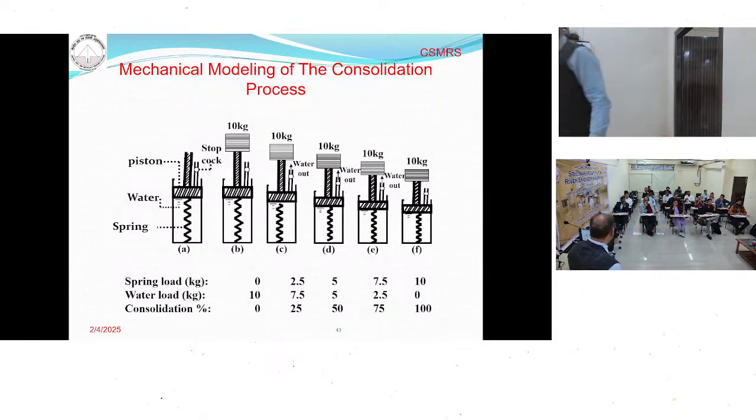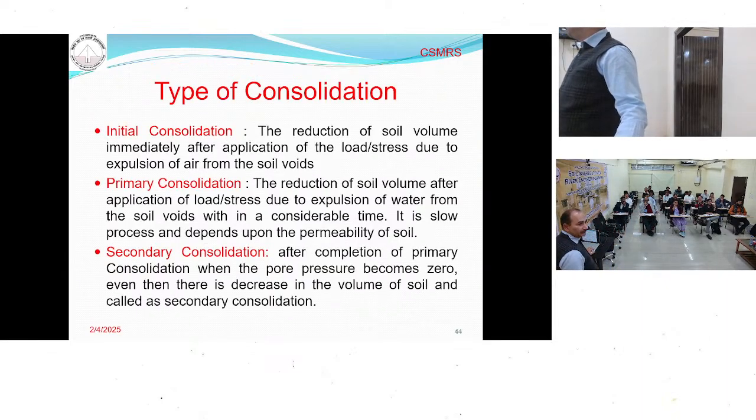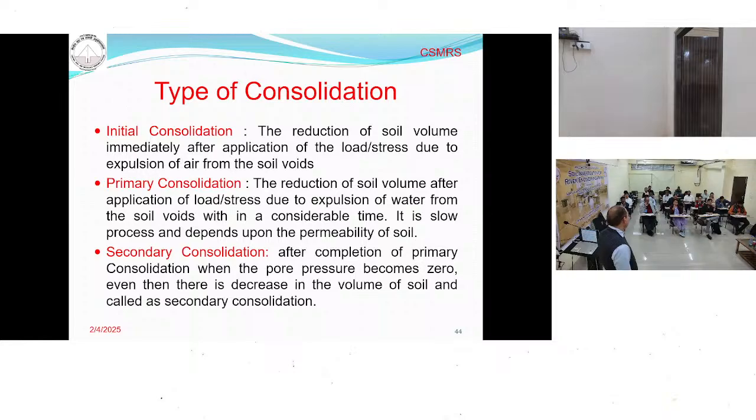So how do we determine this in the laboratory? There are three types of consolidation. One is the initial consolidation, second is the primary, and third is the secondary consolidation. So what is the initial consolidation? It happens immediately. Primary is due to the water, and secondary is a plastic readjustment of soil particles.